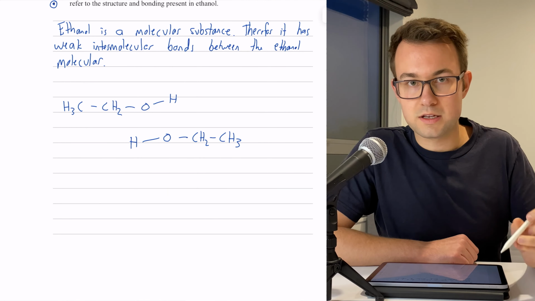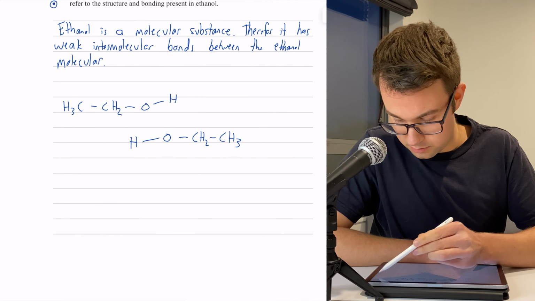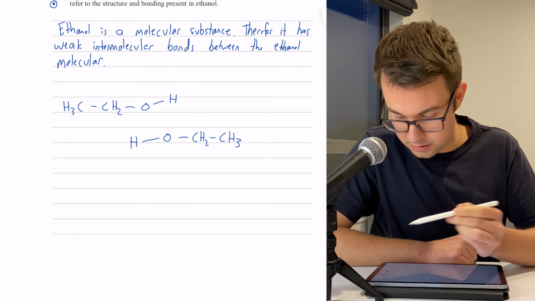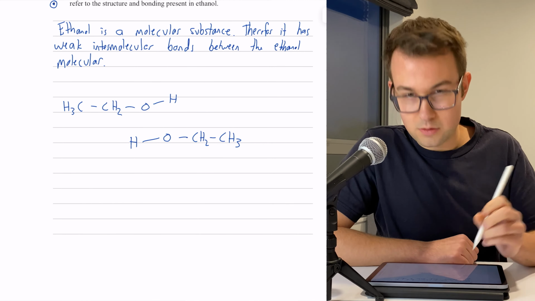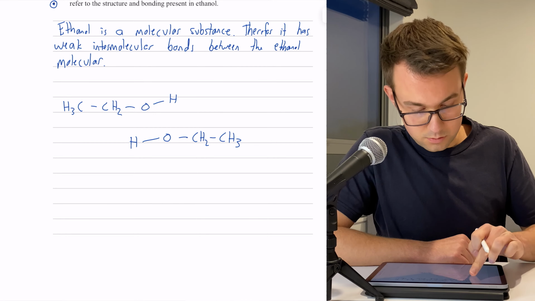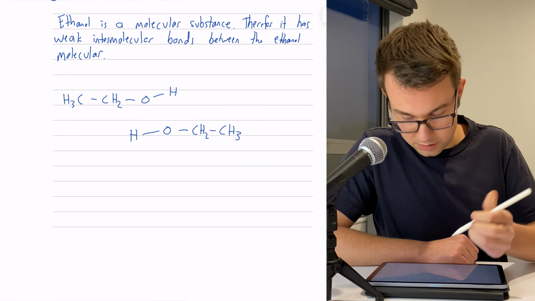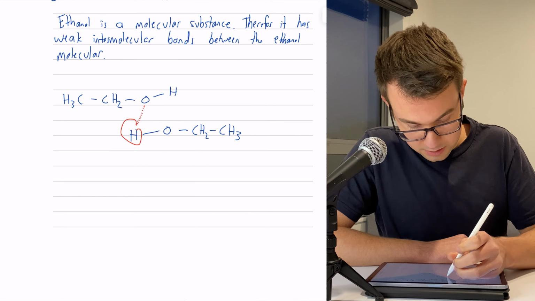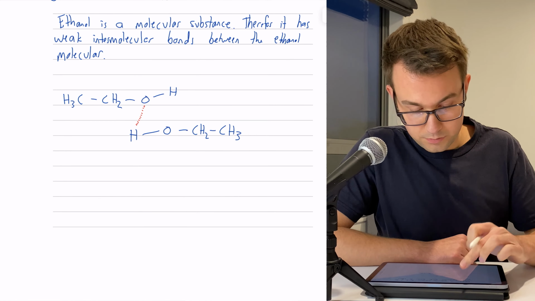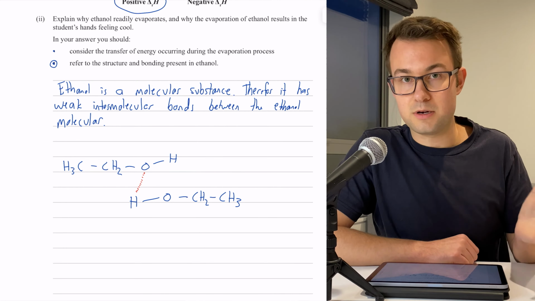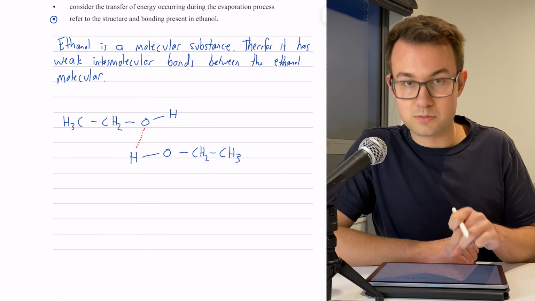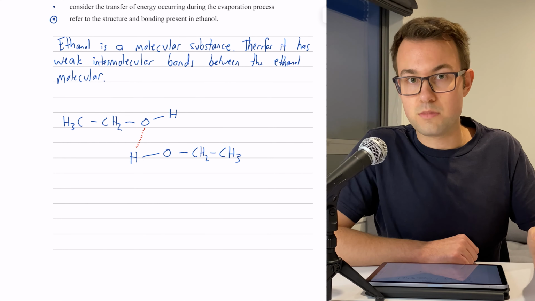Now, what are these weak intermolecular bonds? Let's have a little look. Maybe I'll even change my color. Red for weak intermolecular bonds. These bonds, especially in the liquid phase, come between the ethanol molecules, such as between the hydrogen here and the oxygen of another ethanol molecule. So this is a hydrogen bond, and this is a type of weak intermolecular bond. This is holding together two different ethanol molecules.